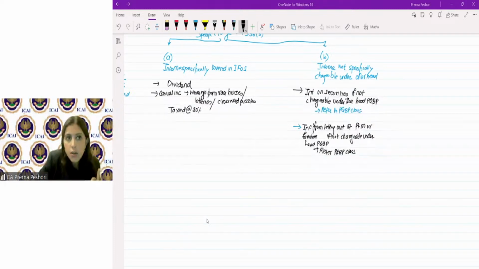Next one is what is specifically covered over here. Interest on the enhanced compensation. Interest on enhanced compensation. So just write over here.